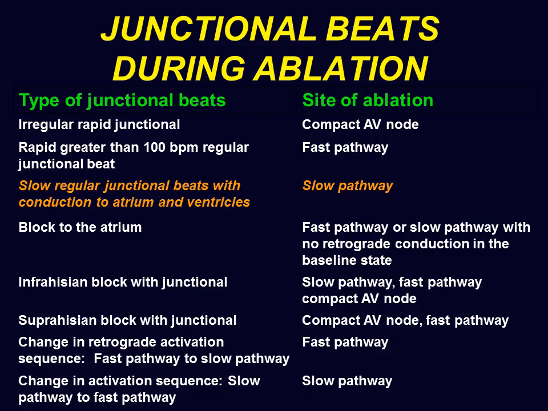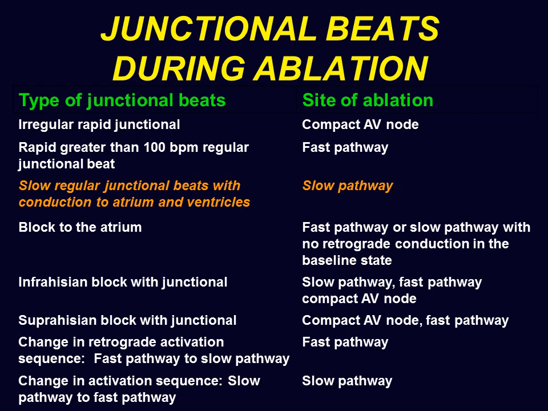The type of junctional beats during AV node re-entry ablation needs to be understood. If you have very rapid junctional beats, it's better to come off because you're on the compact AV node. Typically, slow pathway ablations produce 600 millisecond slow junctional beats. And if you have block to the atrium, please come off quickly, within a few seconds, preferably within 2 to 3 seconds. That way, the compact AV node will not be affected.